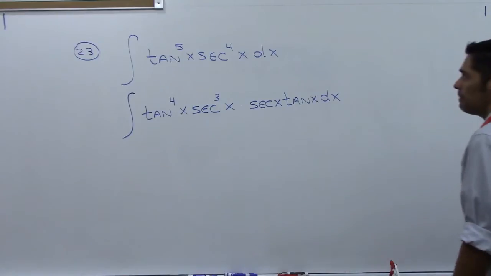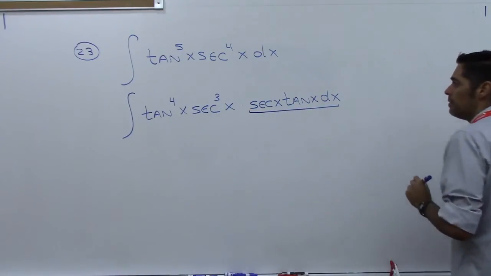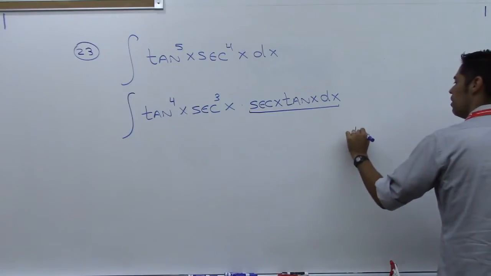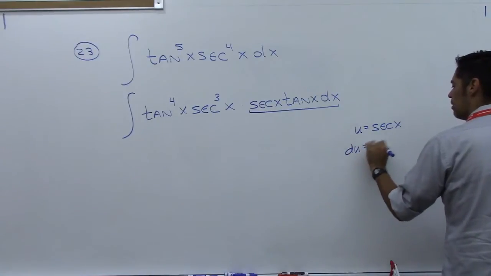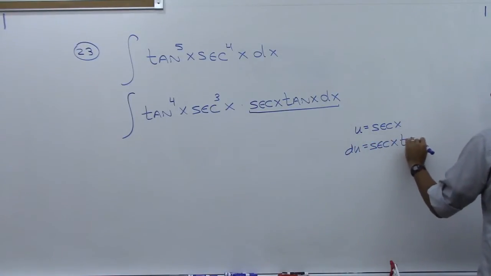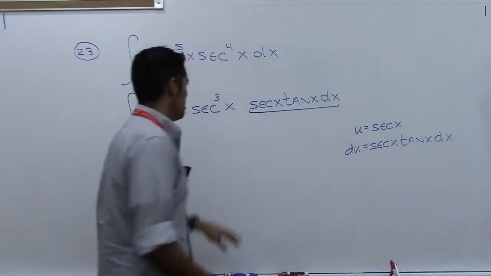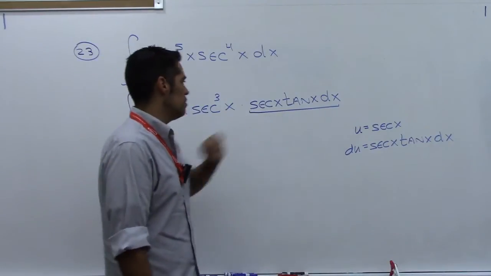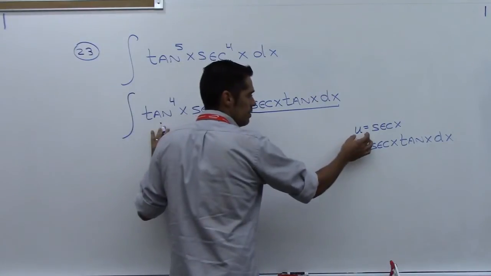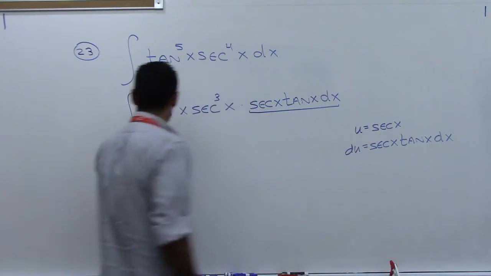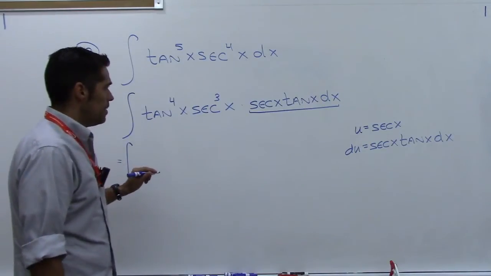And in doing this, what we realize is that this right here is the derivative of secant. So u, for me in this problem, will be secant x, and the derivative of that is exactly what we have there, secant x tangent x dx. And so when I go to rewrite the problem, I'll be able to write this as u cubed, and that'll be du, but I need to figure out what tangent to the fourth is, and I need to get it in terms of u.